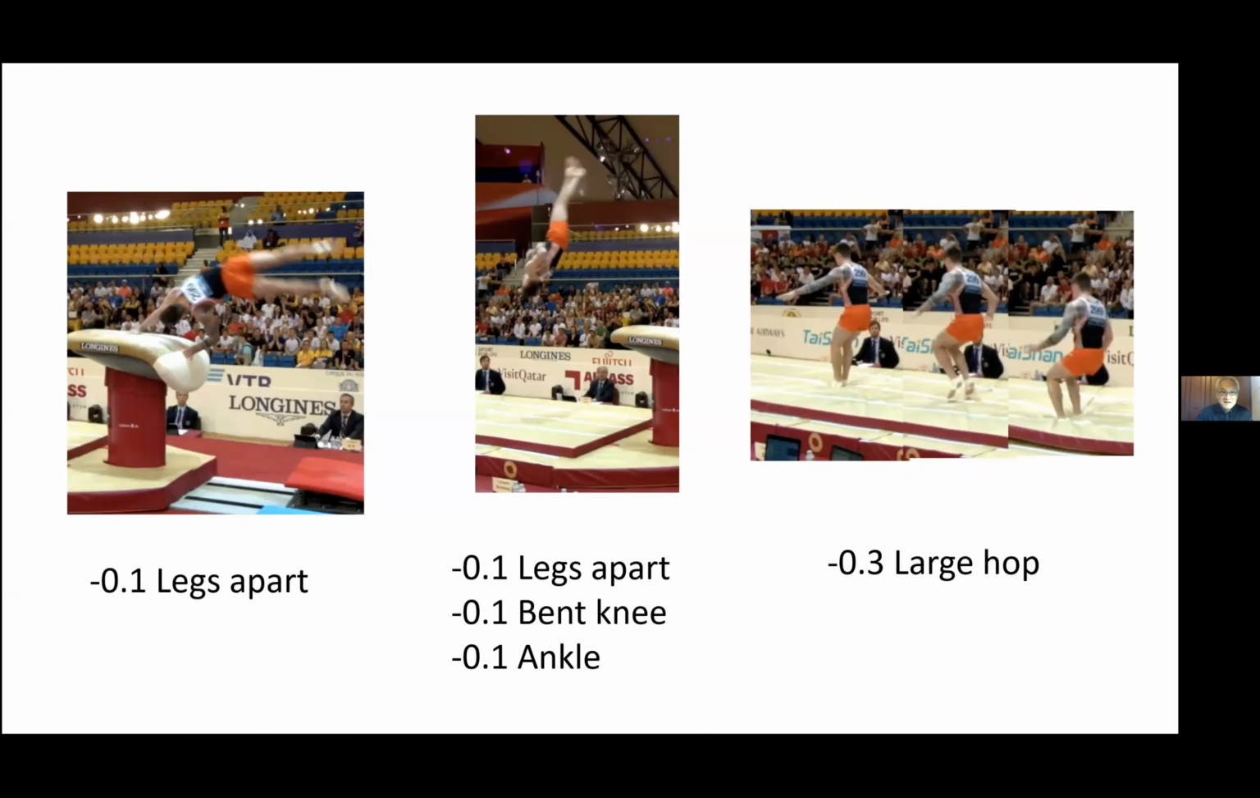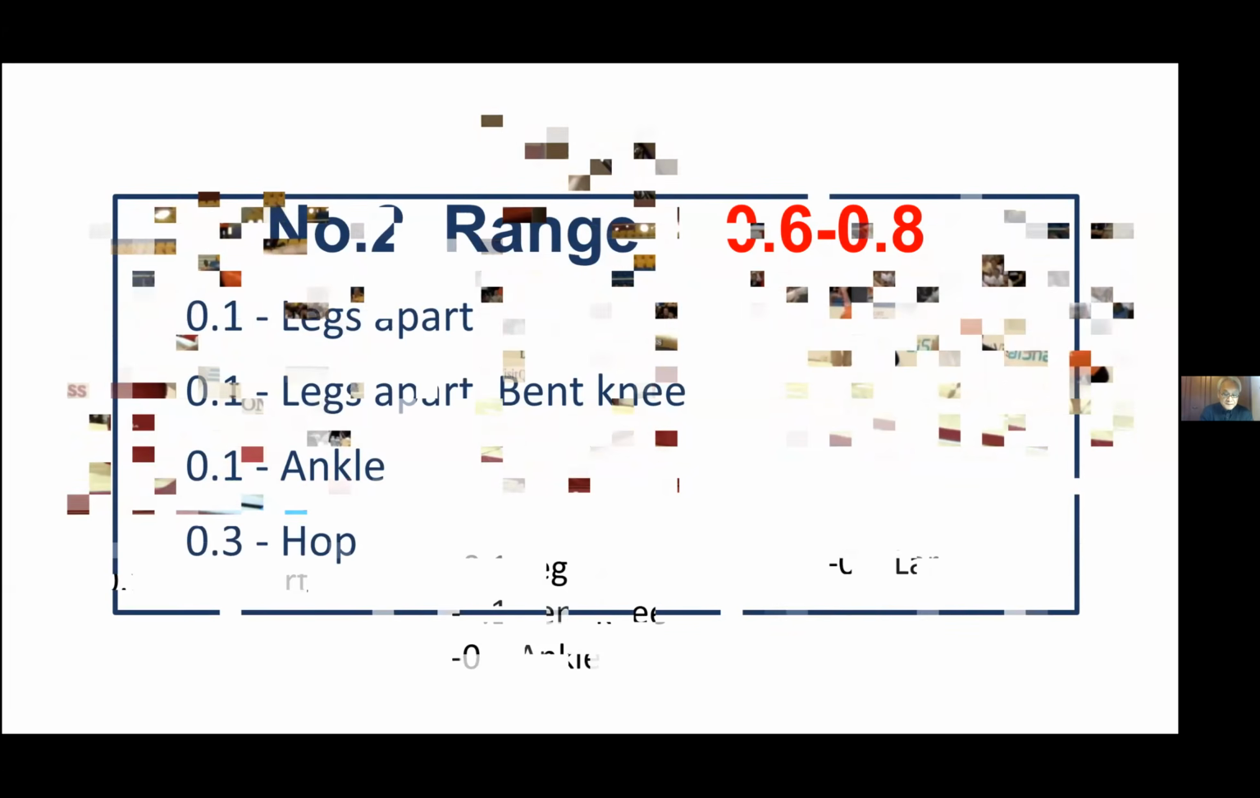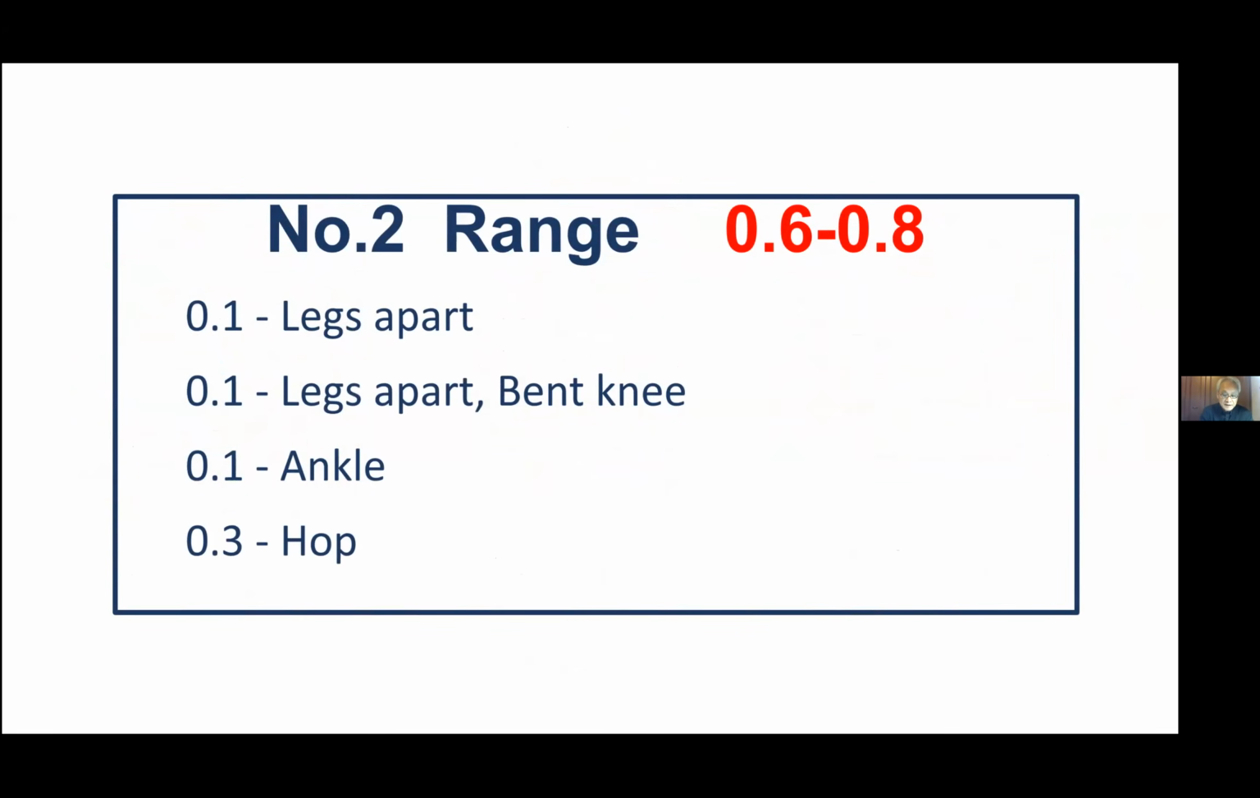Oh, here comes the answer. Okay. First flight, legs apart. Second flight, legs apart, bent knees and ankle, and landing, large hop. In the FIG test, you have to judge and input to the computer. So please be calm. Don't panic. My opinion, that's a 0.6 to 0.8 deduction.